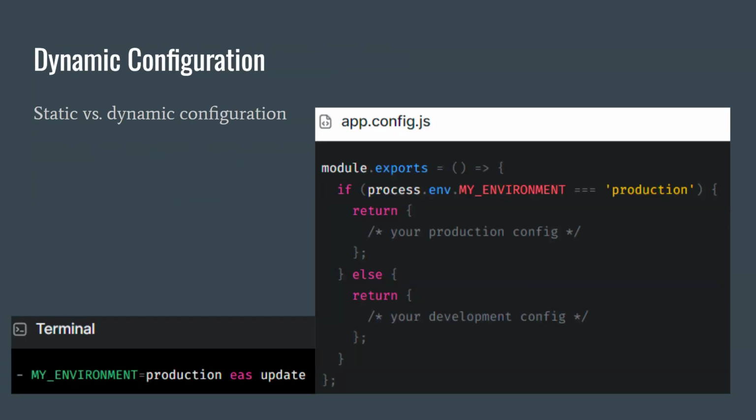Dynamic configuration. So one really cool thing about Expo configuration is that you can configure it dynamically, which means you may want to have different configuration based on your environment variable. So for example, say you have two different environments, a production environment and a development environment, then you may want to have configuration within if else statements so that your configuration dynamically changes.